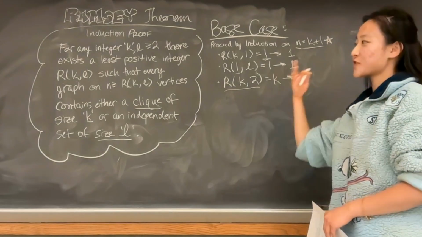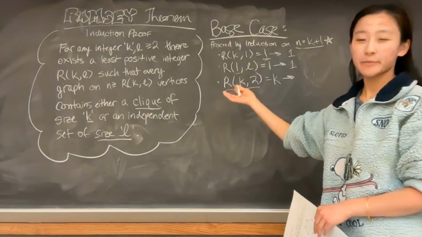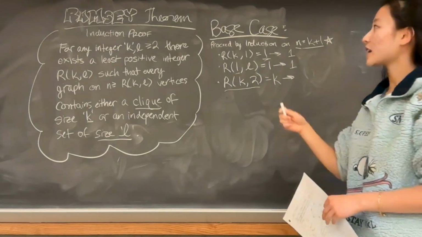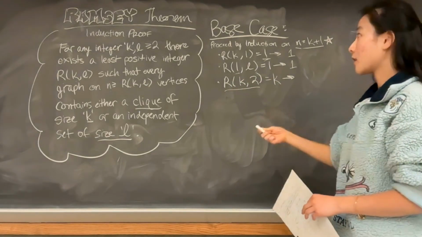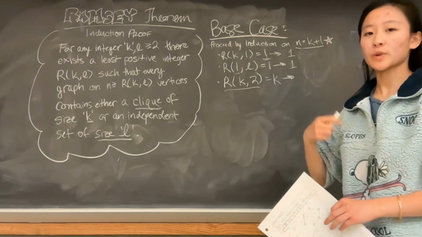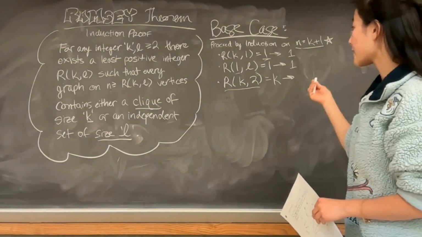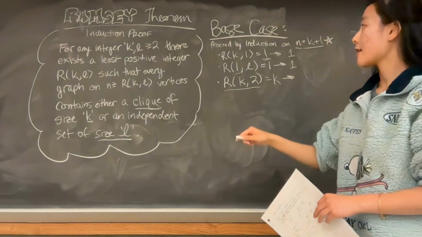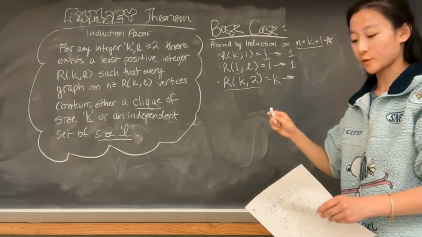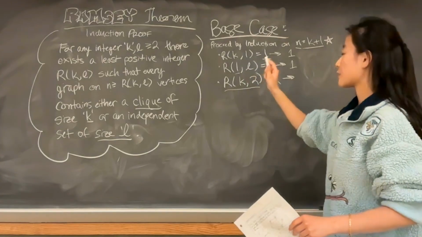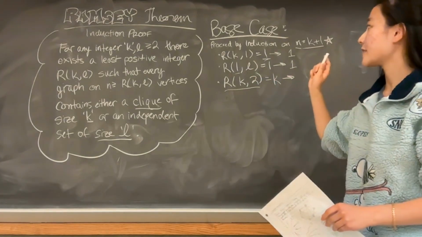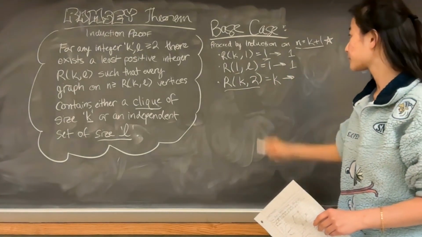Now that we have gone over the meaning of this proof and any vocabulary terms that might be needed, we'll now go through the base case of the induction proof. So with every induction proof, you will want a base case. It's just to verify for the lowest possible values. So here we're verifying for the lowest values of k and l.